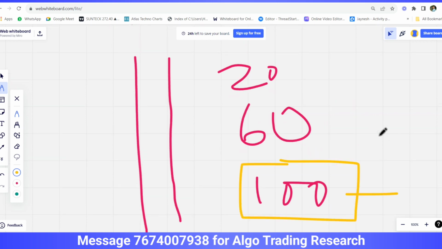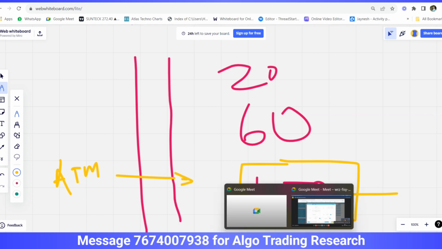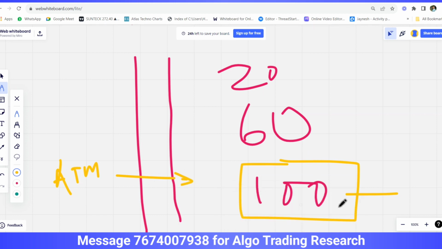Anyone? अच्छा, ठीक है. 100 rupees is at the money strike price only on Friday. Apart from that, 100 rupees is not the at the money strike price, and it will go ITM 3 or so in case of expiry. 20 rupees will be out of the money option for all the days basically.